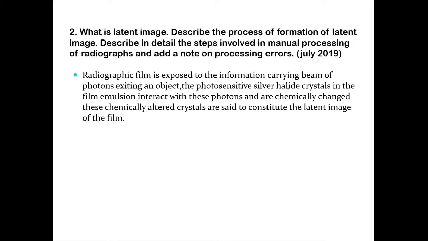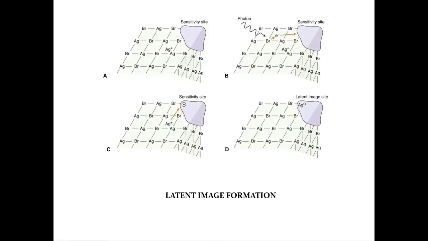For the second sub-question, describe the process of formation of latent image, you can start off with a diagram like this that has been given in White and Pharoah. The latent image formation occurs in such a way that we have a crystal lattice, that is the silver bromide crystal lattice, in the emulsion of the X-ray film, and you have the silver as well as the bromide ions forming this crystal lattice. Within this, along with free interstitial silver ions, there are some traces of chemicals such as sulfur ions used to form a sensitivity site that you can see here.